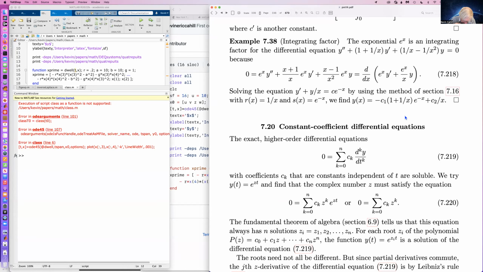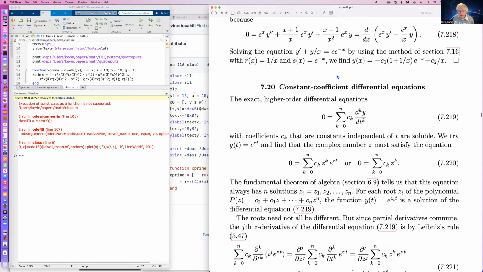But the problem in differential equations is, how would you know that e to the x was an integrating factor? And so there's a lot of guessing that's involved, unless you have a turn-the-crank method, or you use Matlab or whatever.